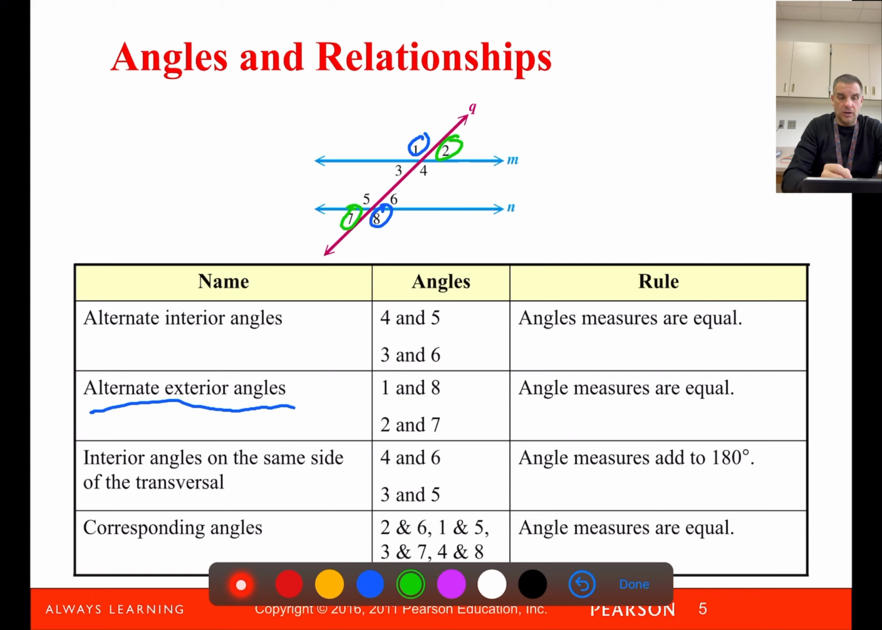Now, in the two cases of alternate interior and alternate exterior angles, if the two lines that the transversal is intersecting are parallel to each other, then alternate interior angles and alternate exterior angles are going to have the same measure. Okay. Same side interior angles mean that they're on the inside and on the same side of the transversal. So same side interior angles would be 4 and 6 or 5 and 3. Those are same side interior angles. On the same side, on the inside.